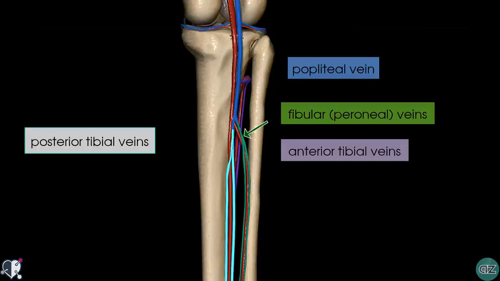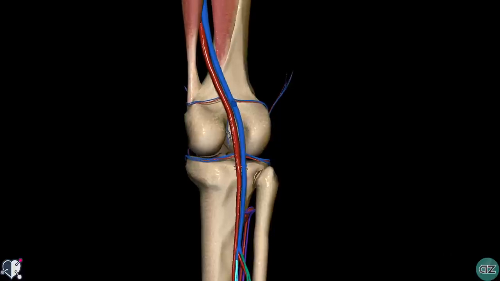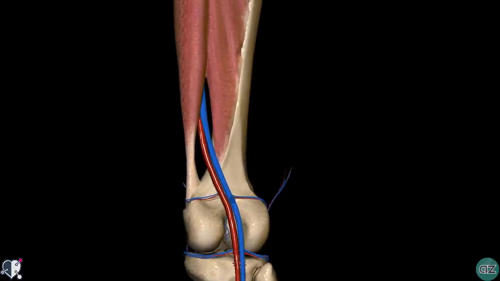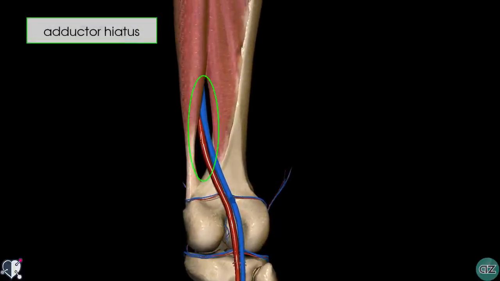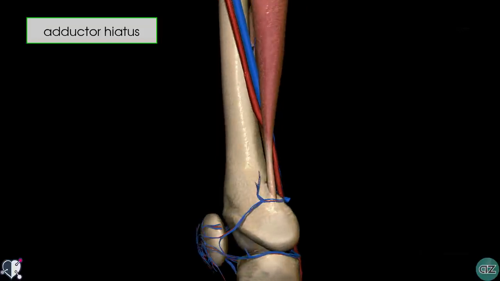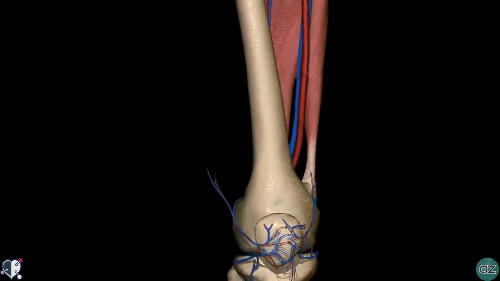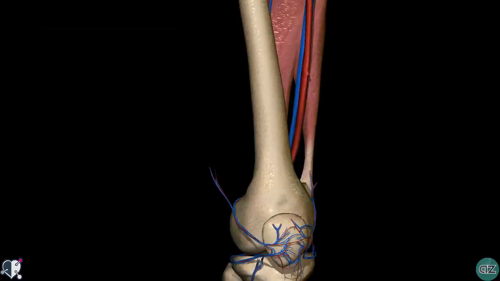Now if we follow the course of the popliteal vein, we can see that it follows the course of the popliteal artery, and it passes through the adductor hiatus of the adductor magnus muscle, and it passes from the posterior compartment into the anterior compartment of the thigh. After passing through the hiatus into the anterior compartment, it is then known as the femoral vein.